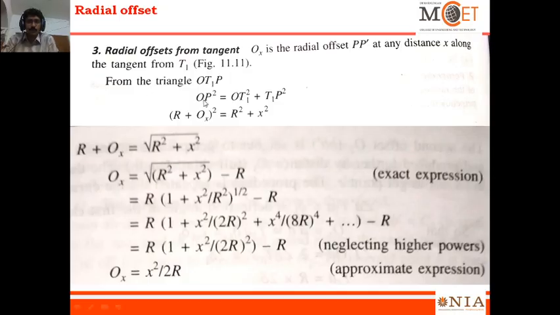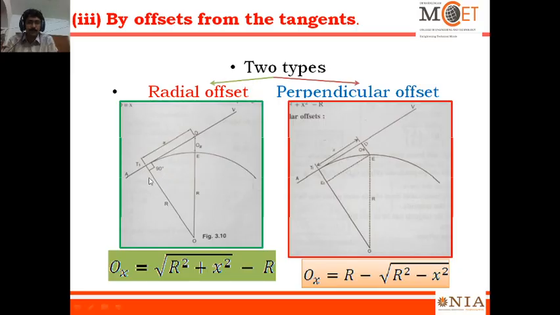So from the triangle OP, OP square is equal to OT1 square plus T1P square. So (R plus OX) the whole square is equal to R square plus x square, right? So same, the Pythagoras theorem only we have adapted. From here, if you take the square root, R plus OX equals root of R square plus x square, and OX we required, so root of R square plus x square minus R, right? This is the exact expression we have shown here, right? Root of R square plus x square minus R.